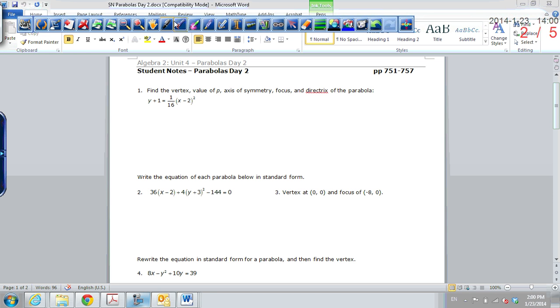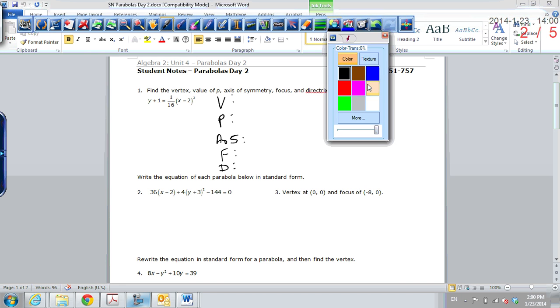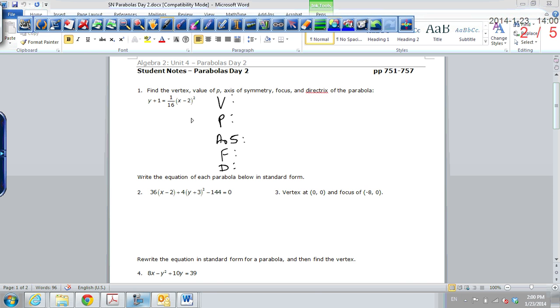So for number 1, we're looking for the vertex, the value of P, the axis of symmetry, the focus, and the directrix. So we're looking for all of that information. Before we get started on that, this equation is very close to what we talked about yesterday. You had both equations on there. One had the fraction. If you're fine with that, that's cool.